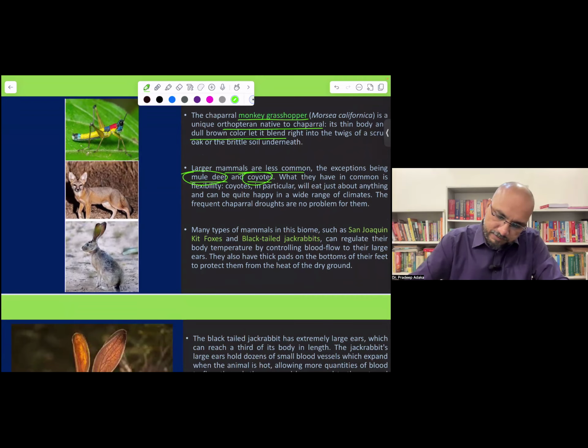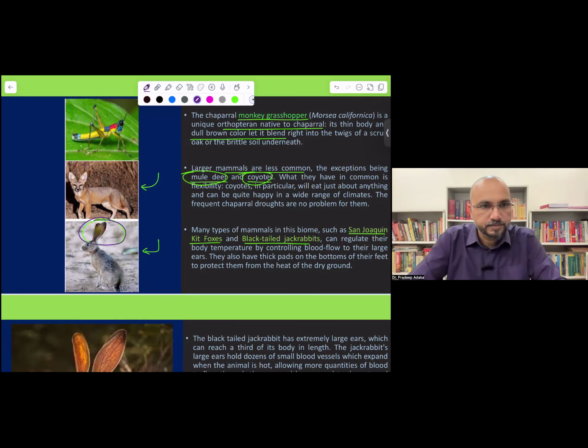So then you have San Joaquin kit foxes. So this is the San Joaquin kit fox and black-tailed jackrabbits. So you have kit fox and jackrabbits. One thing you can observe in the picture that I have shown, one thing that is very prominent, is their large ears. You can see that, right? In both these animals, they have very large ears.